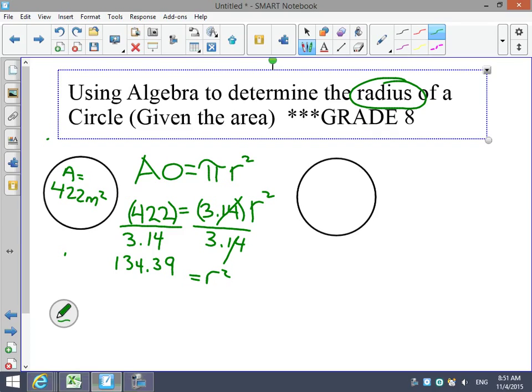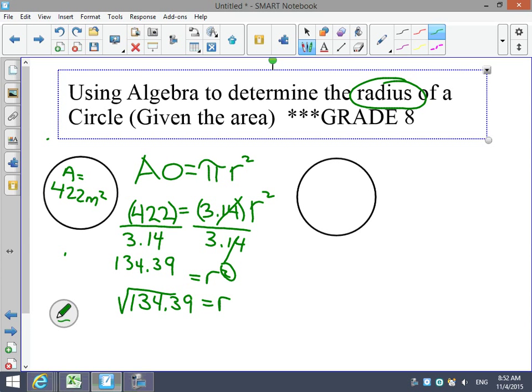It's not the doubles that we were talking about. It's not 2 times 2, or 5 times 5, or 8 times 8. We know all those ones from our timetables. We don't know what times what is 134.39. So there is a new button on your calculator that you're going to have to find. And in order to get rid of this squared symbol, we are going to take that number and find the square root of 134.39.